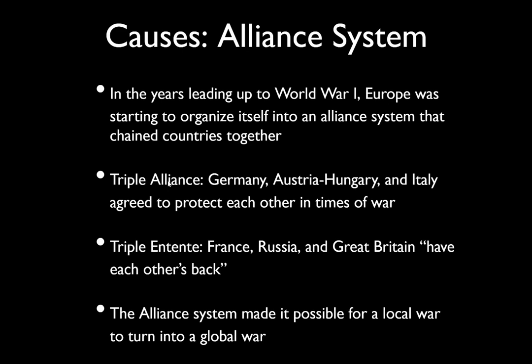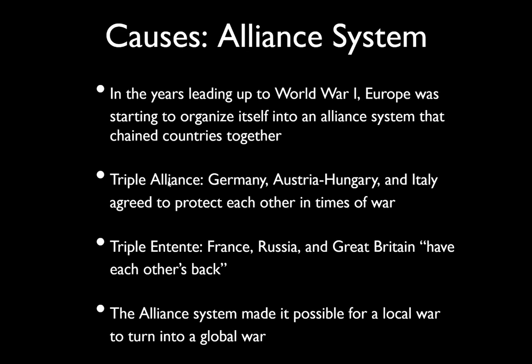And so basically, you have this alliance system. On the one hand, you have a Triple Alliance: Germany, Austria-Hungary, and they're saying, hey, I got your back if you got mine. On the other hand, you have the Triple Entente, France, Russia. They're saying, hey, we got each other's back. Great Britain, they kind of have an agreement with Belgium saying that they want to defend Belgium's neutrality. Russia, they told their Slavic allies in Serbia, hey, we got your back if you got mine.